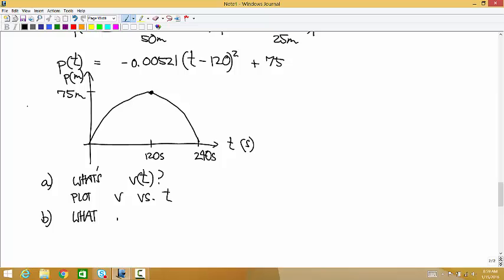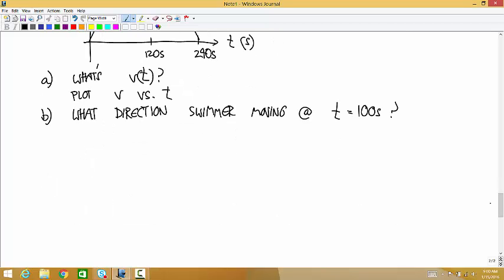Second, what direction is the swimmer moving at time equals, make that 100, sorry. So what direction is the swimmer moving at time equals 100 seconds? And does that make physical sense with the problem?